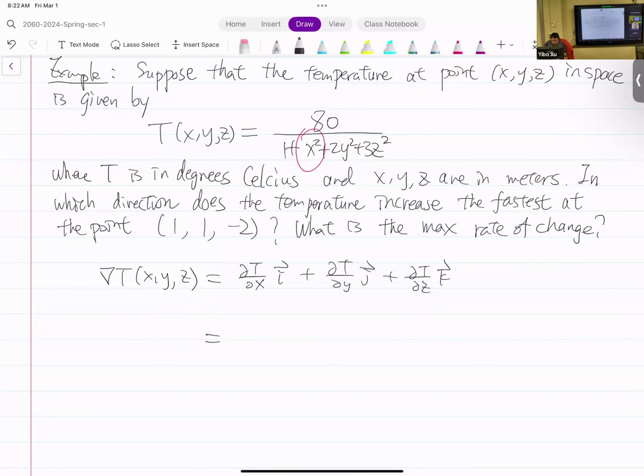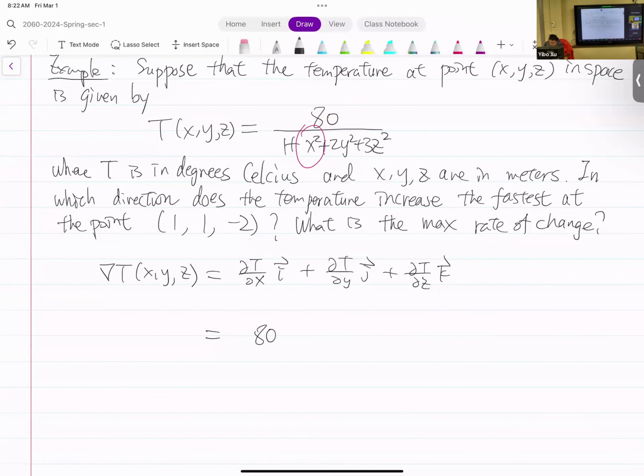So if you do that, then what do you have? You have 80 times the denominator to the -1, so that gives you -1 times the denominator to the -2. This is the derivative of the outer function. The outer function is just the denominator raised to -1. So the derivative of the outer, plug in the inner, and then you need to multiply by the derivative of the inner, which is 2x, right?